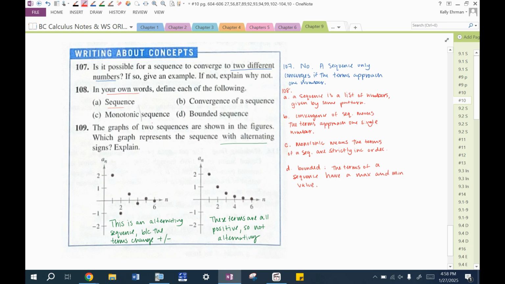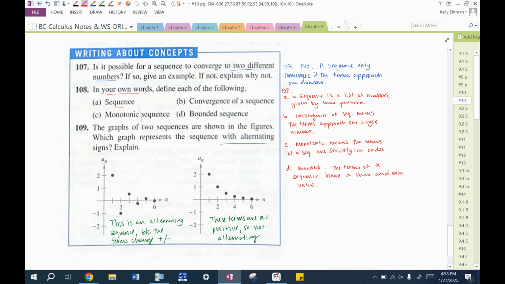A monotonic sequence means that the terms are strictly increasing or strictly decreasing. Or I guess it's really kind of in the long run, though, like if the first 1 or 2 terms are not increasing or decreasing, and then the rest has different behavior, it could still be monotonic in the end. A bounded sequence is just when you have a max and a min value, basically, for your sequence.